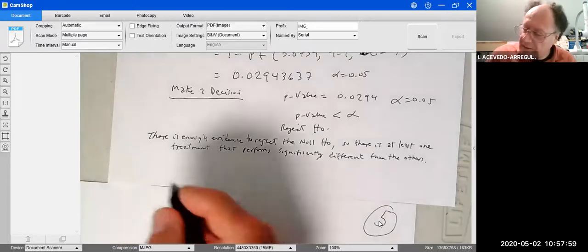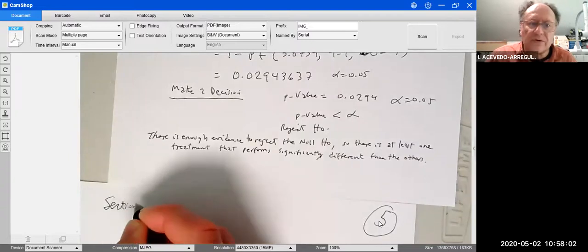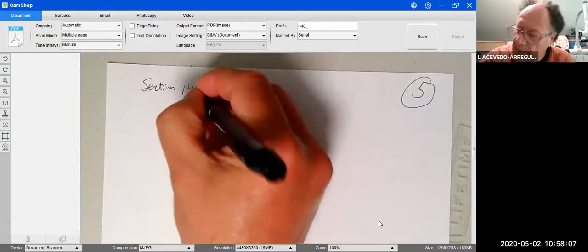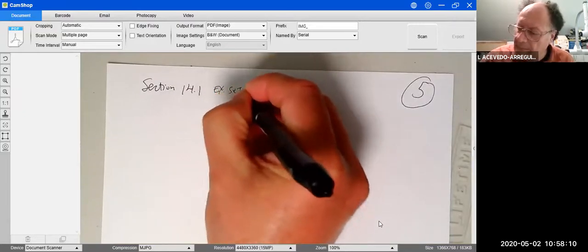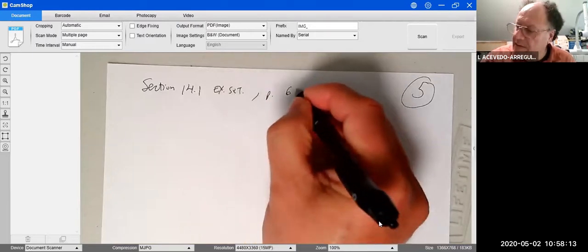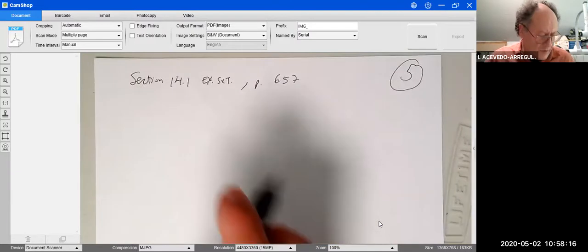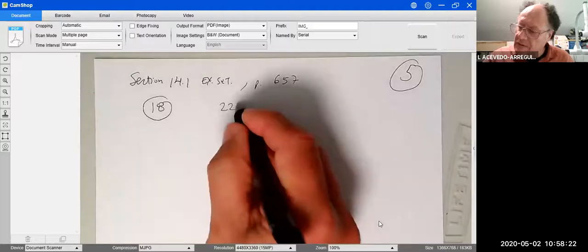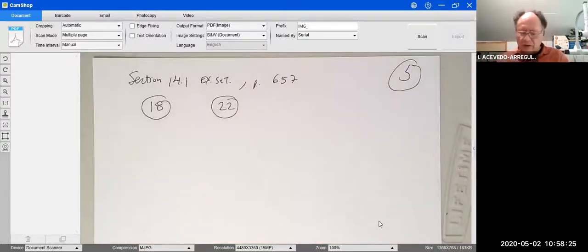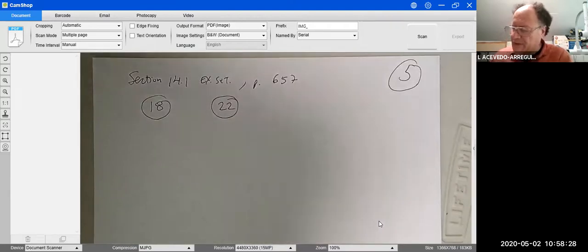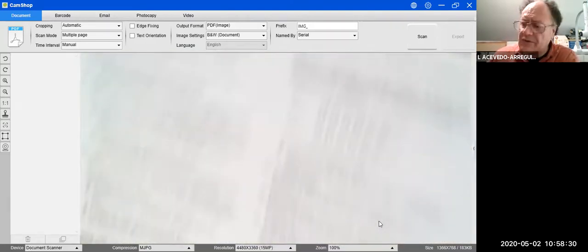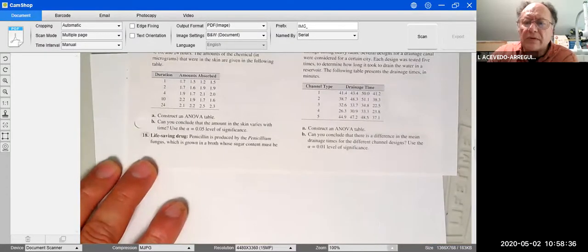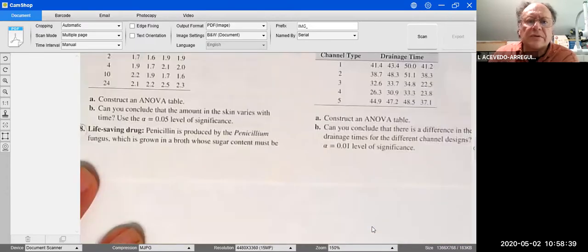So we have section 14.1, exercise set on page 657, and you're going to solve problem 18 and problem 22. So two problems. You're going to solve those problems and upload your results into the corresponding classwork section on Canvas. Problem 18 is first. Here, I'm going to give you an opportunity to see the information.